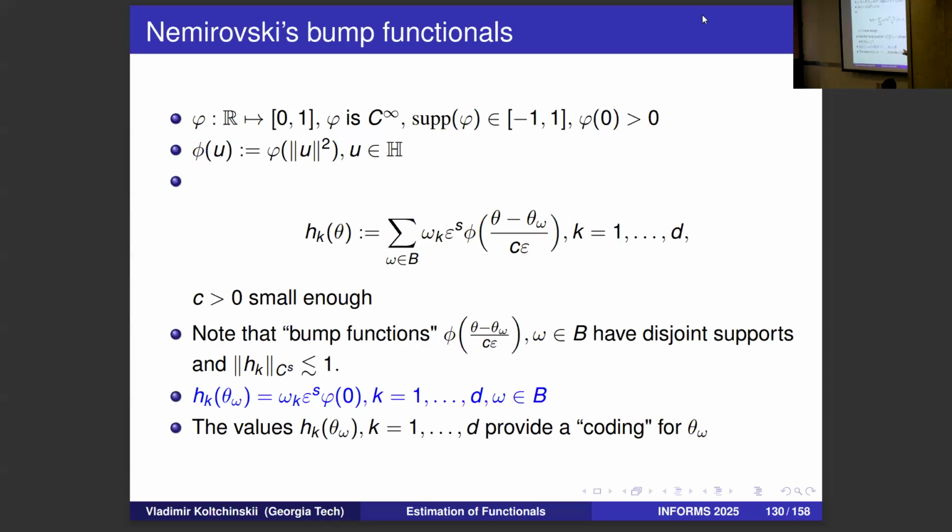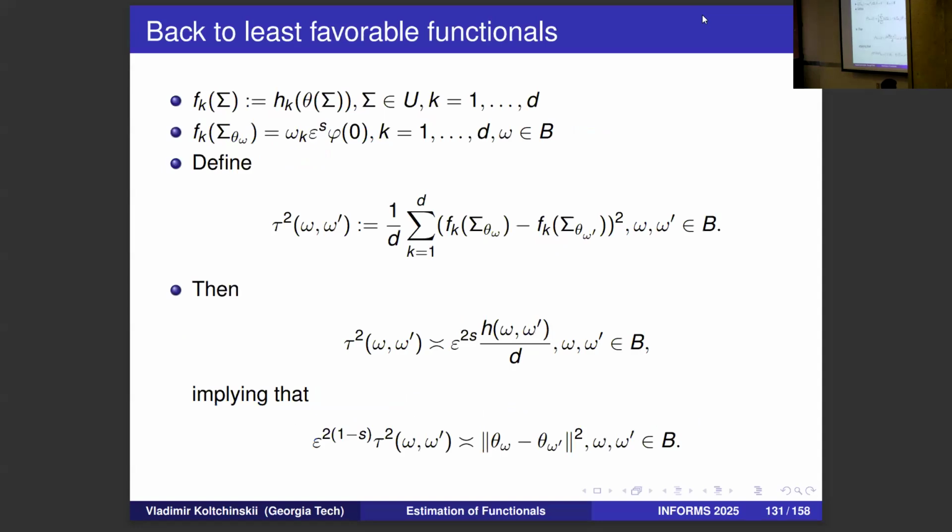The values of functional hk at theta omega allow us to recover omega, by looking at the signs of these things. We will know what is omega. These are small values because epsilon is small, epsilon to the power s is small, but it's either positive or negative, depending on the sign. So if we know these values of the functionals, we know also omega. Now, how is this observation used?